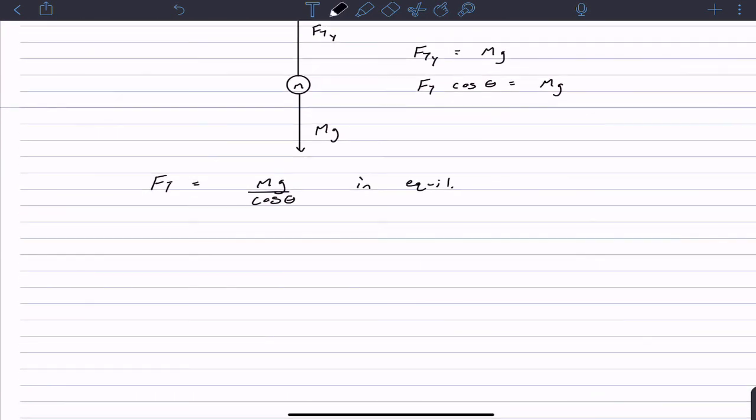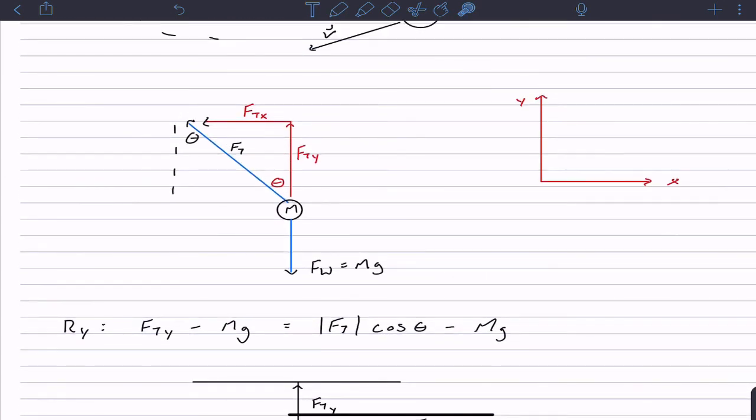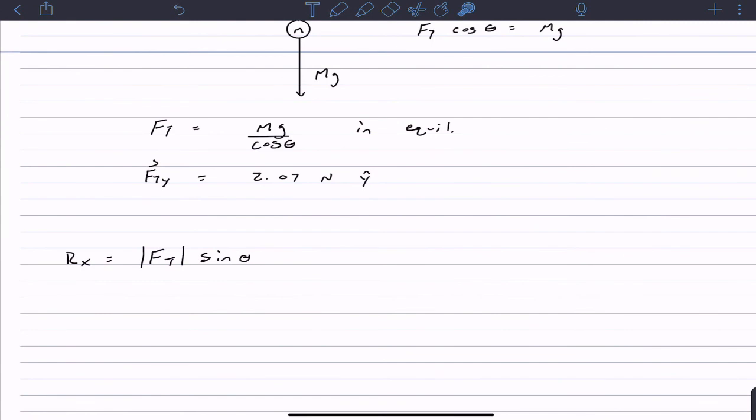So anyway, this puts us at 2.07 newtons in the y hat direction. That is the y direction, and now we want the x direction, right? So this is just going to be Ft sine theta. Let's go back to our diagram and look at what I'm talking about. This is our tension force, and this is Ft sine theta, right? Here's theta, Ft sine theta. Now, what does that equal?